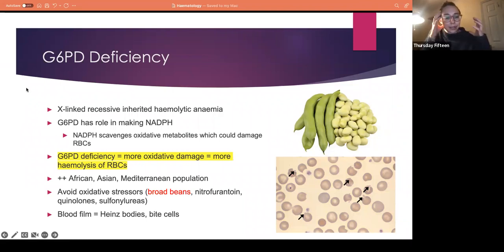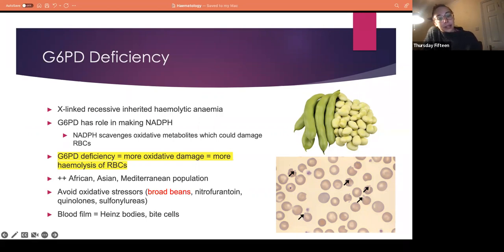So it's complex to wrap your head around, but G6PD is basically a molecule that has a role in making another molecule called NADPH. And NADPH is important because it scavenges oxidative metabolites, which can damage our red blood cells. So if we're deficient in G6PD, then our cells are more predisposed to being damaged by these oxidative metabolites. So you get more hemolysis of your red blood cells because you've got less of this NADPH. Does that make sense? So it's more common in African, Asian, and Mediterranean populations.